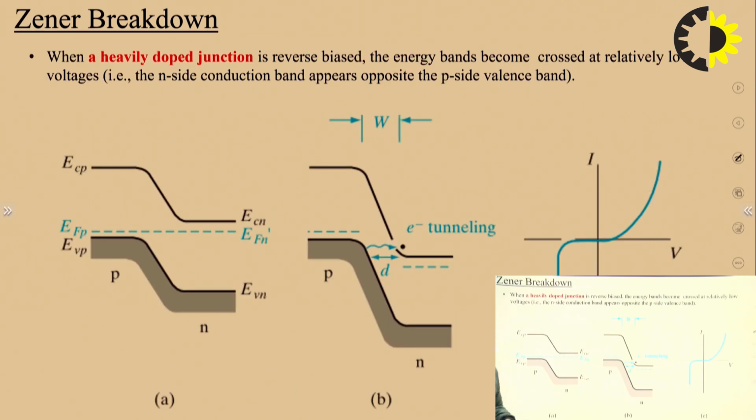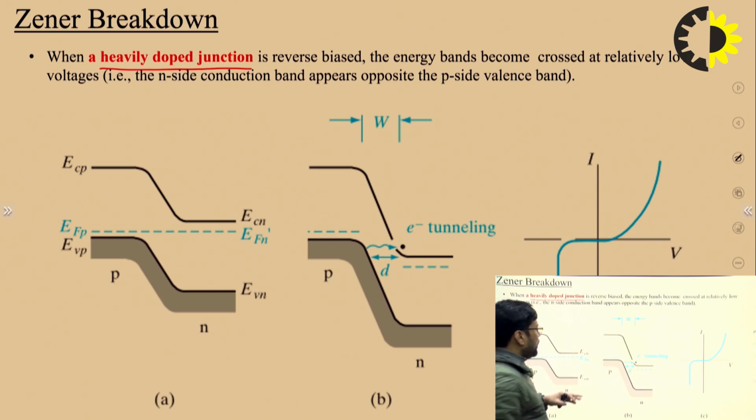So Zener breakdown is when a heavily doped junction is reverse biased, where the energy bands become crossed at relatively low voltages. That's why we have Zener breakdown, and it happens due to the tunneling phenomenon between the junction. And how does it happen? Because it is a heavily doped junction. This is a simple PN junction diode energy band diagram.